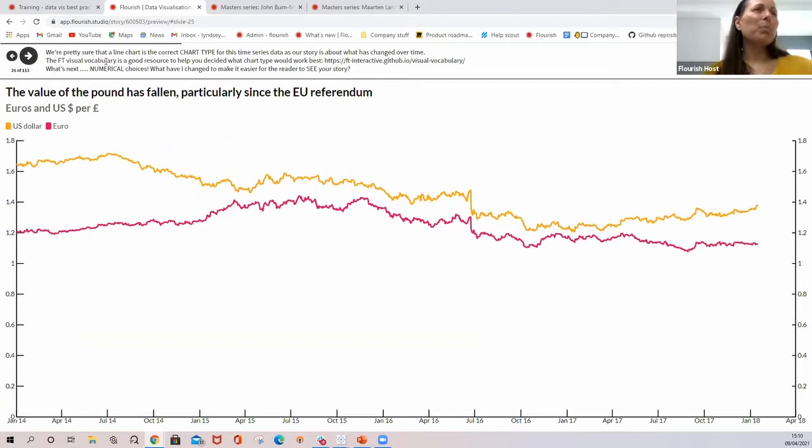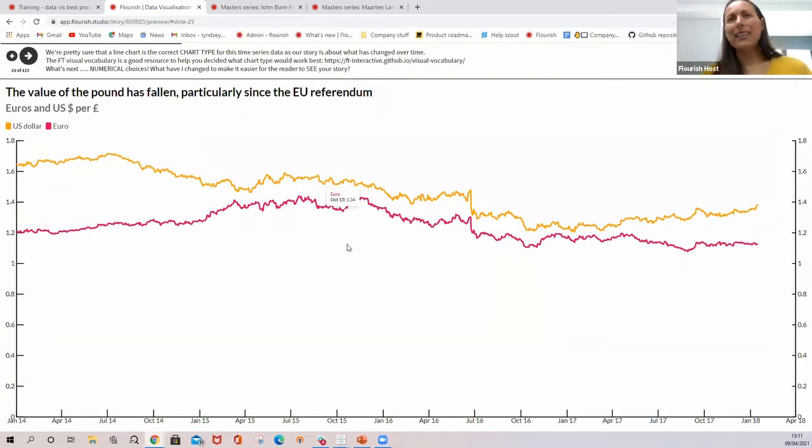Just a little tip with the FT, the Financial Times: they have a visual vocabulary, which is a really good resource for deciding what chart type you should choose for what type of relationship or data type you have. So there's the link here, so you can have a look at that. It's really, really helpful. But yeah, this one, we're pretty sure it's going to be a line chart.